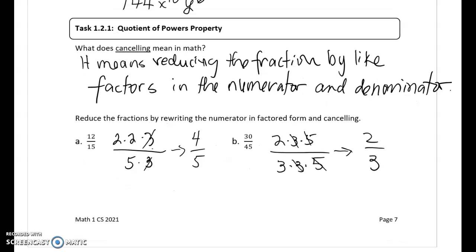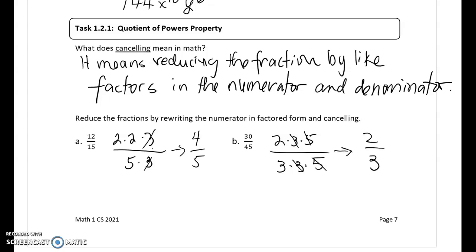Okay, so now we're going to move on to discussions about the quotient of powers property. Before we get into those specific examples, let's remind ourselves, what does it mean to cancel in math? It means that we're reducing the fraction by like factors in both the numerator and the denominator.